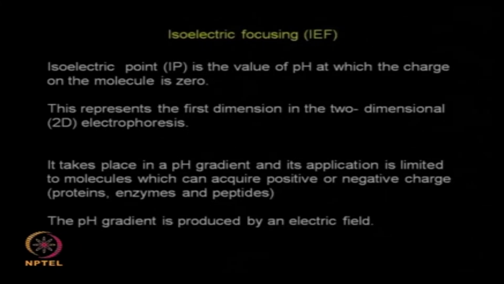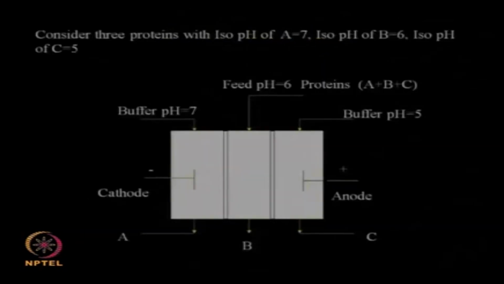So in isoelectric focusing, what do we do? We have the change in pH, and at one particular pH, when the protein charge is 0, it will not further migrate or travel. So this principle can be used also for separating out proteins of various isoelectric points.